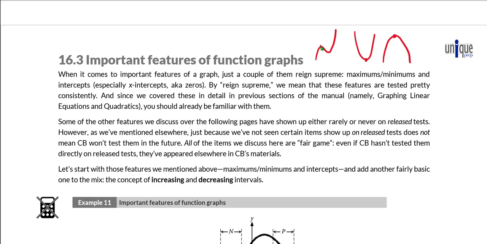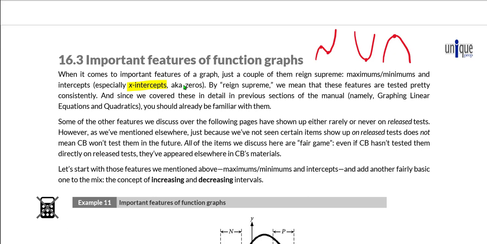This graph right here might have what's known as a local or relative maximum or a relative minimum here. That's mainly what we're going to talk about here. Of course, the other really important feature of a function graph is x-intercepts or zeros, which we have discussed previously. Again, that was mostly in section 12, the quadratic section. We went into pretty nauseating detail about zeros and x-intercepts.